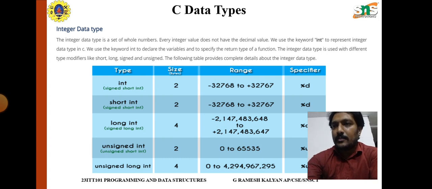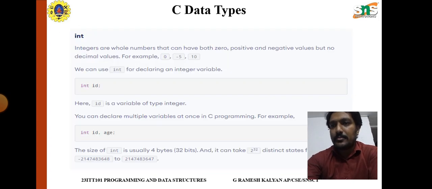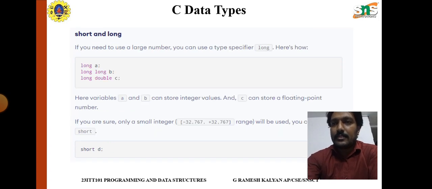So we are having the integer type, its size and specifier. The integer is specified as %d, %ld and all those things with respect to the data type. So for int, we are using %d. The integer is of 4 bytes, as we saw previously, and short and long int.